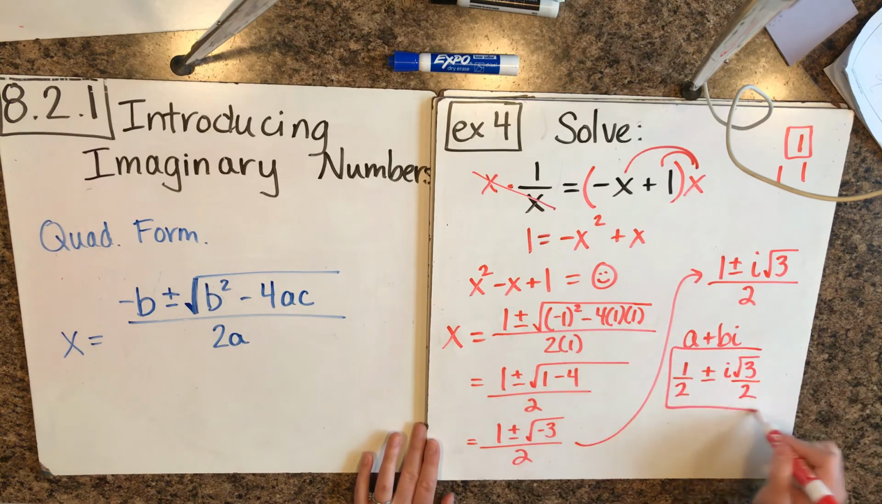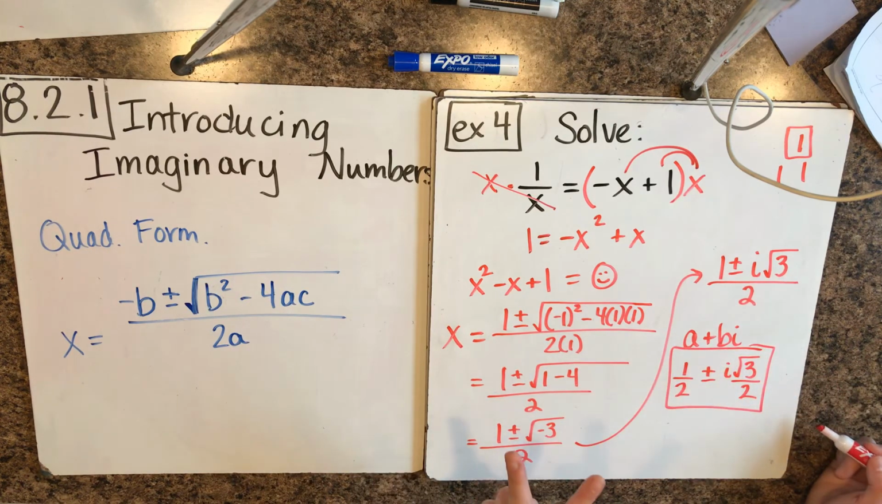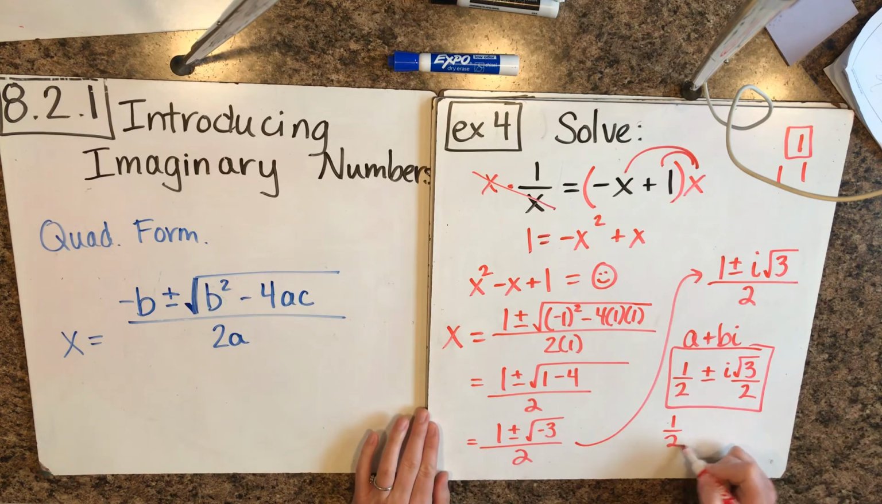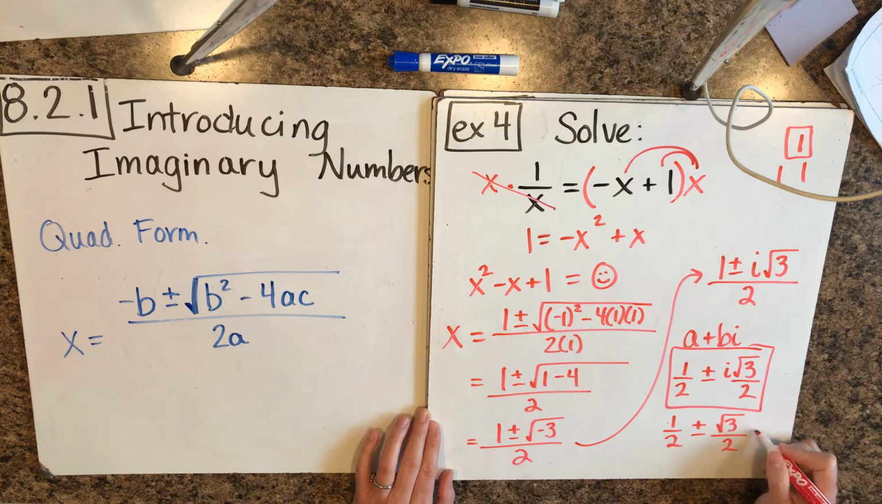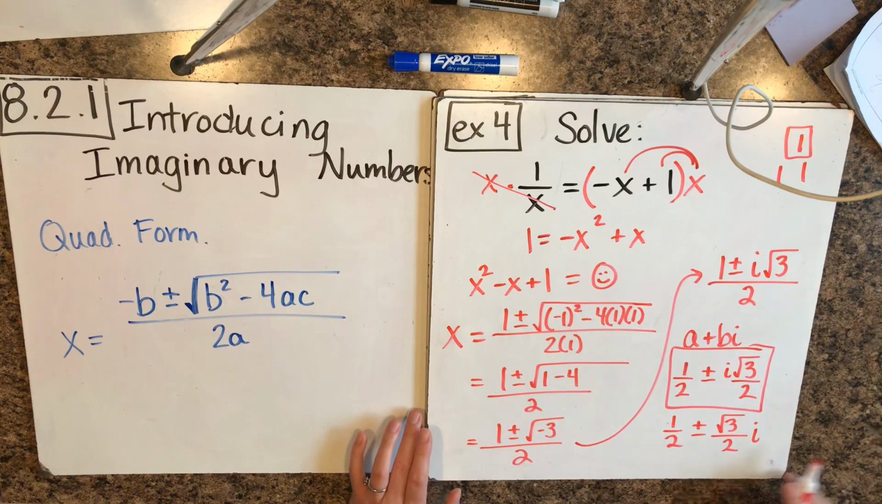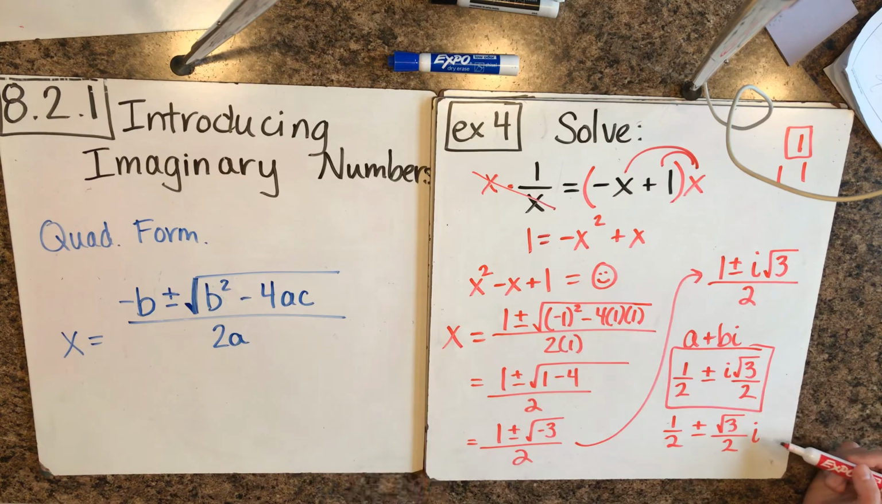Okay, so this is my final answer, my final 2 solutions. Another way to write it, which a lot of times it gets written like this, because it's a fraction, we can kind of put that i on the side, and it doesn't look like it's under the square root. Either one of these 2 is right. It represents 2 solutions. One is 1/2 plus square root of 3 over 2 i. The other one is 1/2 minus square root of 3 over 2 i.